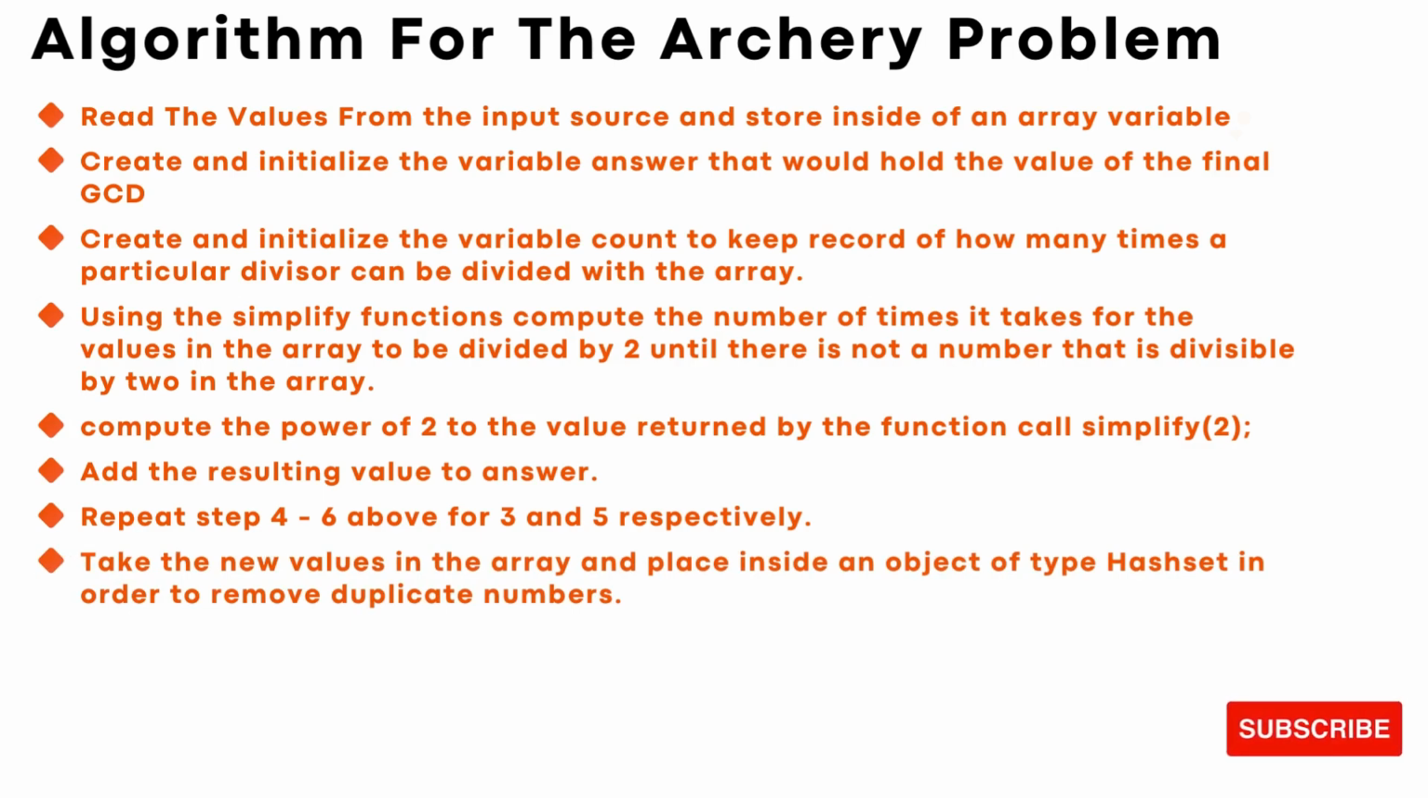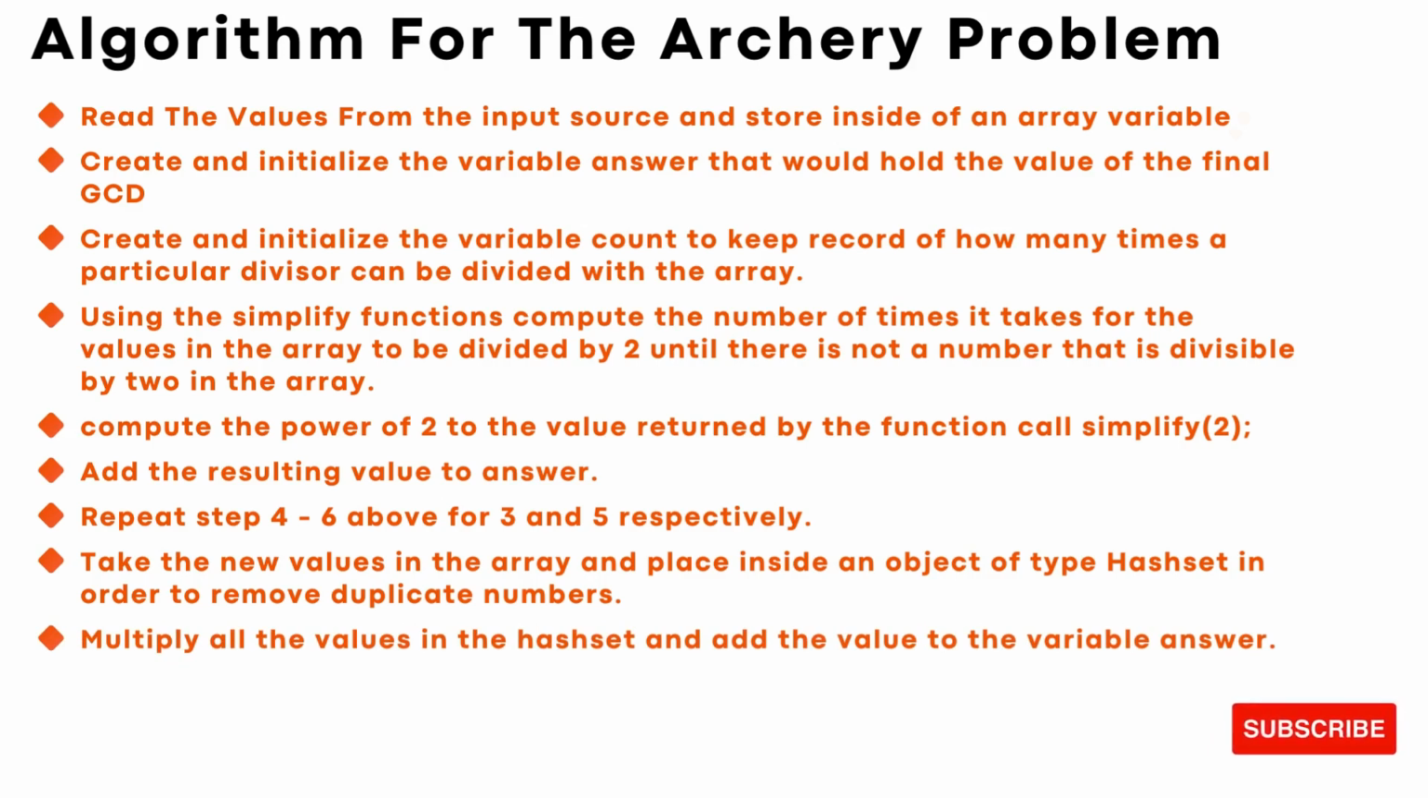We will also be looking at this in the code when we look at our own implementation of the algorithm. I will multiply all the values in the hash set and add the value to the variable answer that was stated above, and that will be our final LCM, which is the lowest common multiple. And let us take a look at the algorithm for simplify.